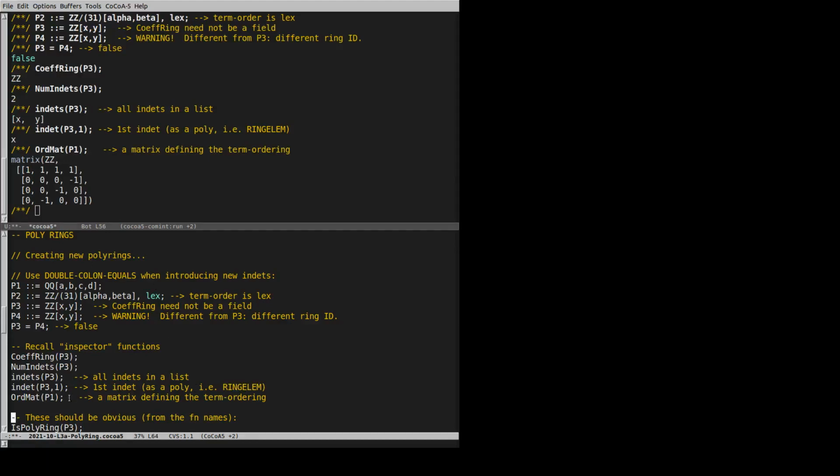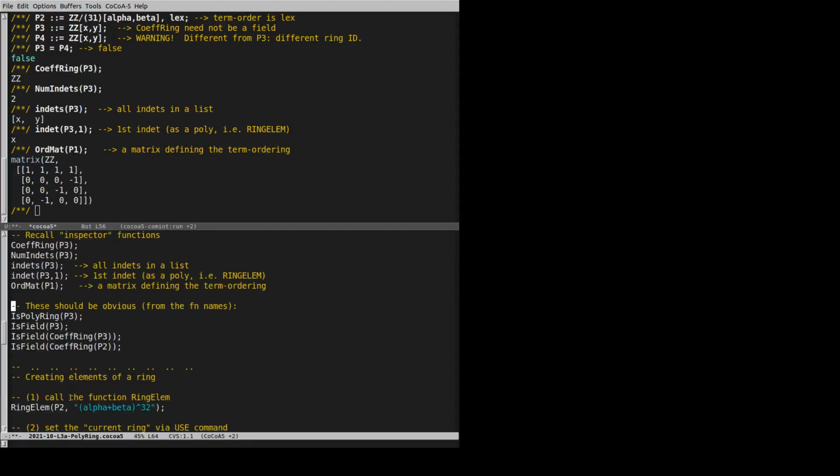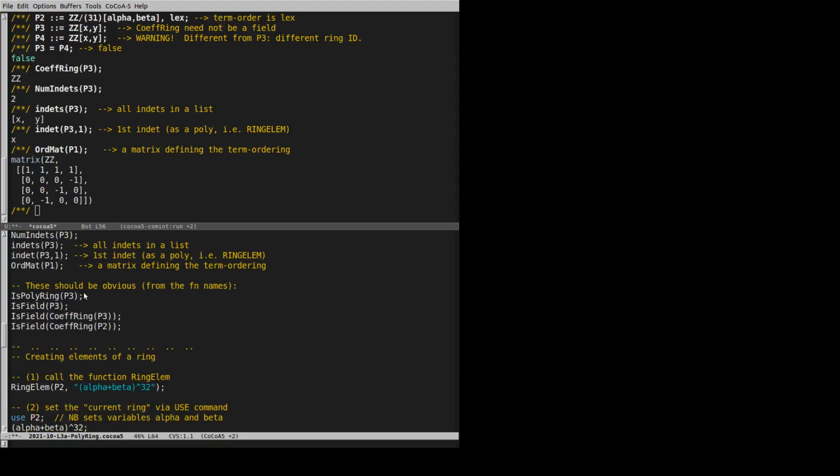So once again, this will make sense if you've already studied a little bit of term orderings. If not, you'll have to look it up. We're not going to cover it here. Some more functions. So these ones are testing properties of the ring.